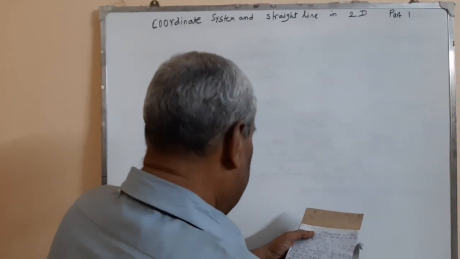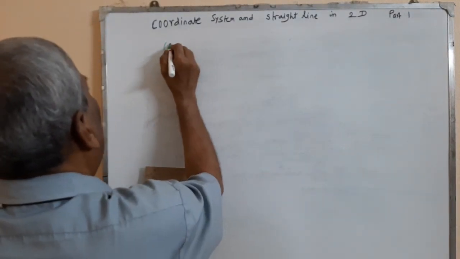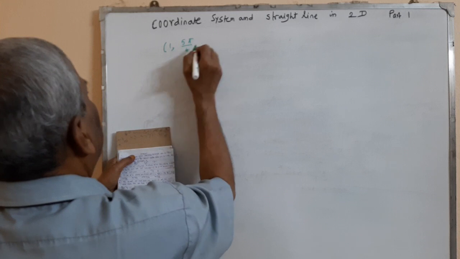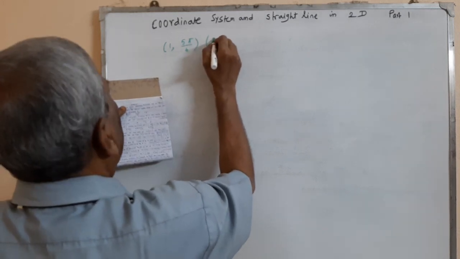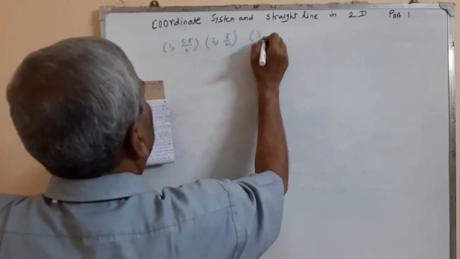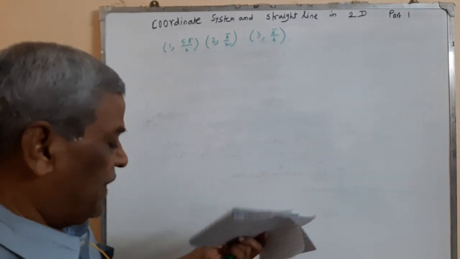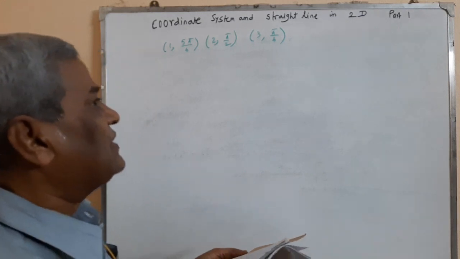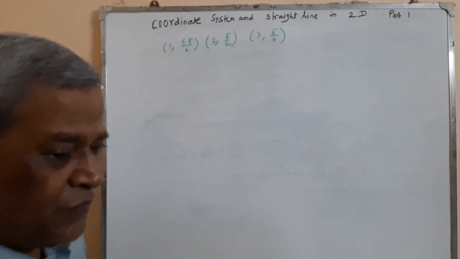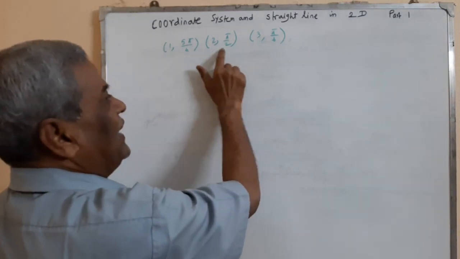Next problem is the area of the triangle whose vertices are (1, 5π/6), (2, π/2), and (3, π/6). These three vertices of a triangle are given, and we have to find its area. Obviously, they are given in terms of polar coordinates. R1 is 1 and theta 1 is this, and so on.